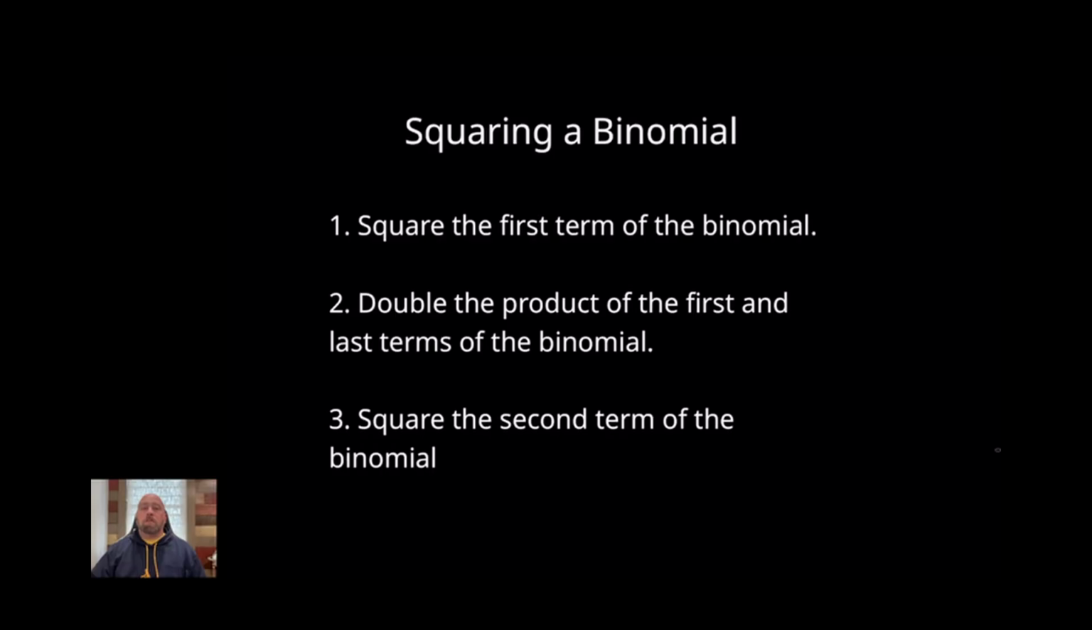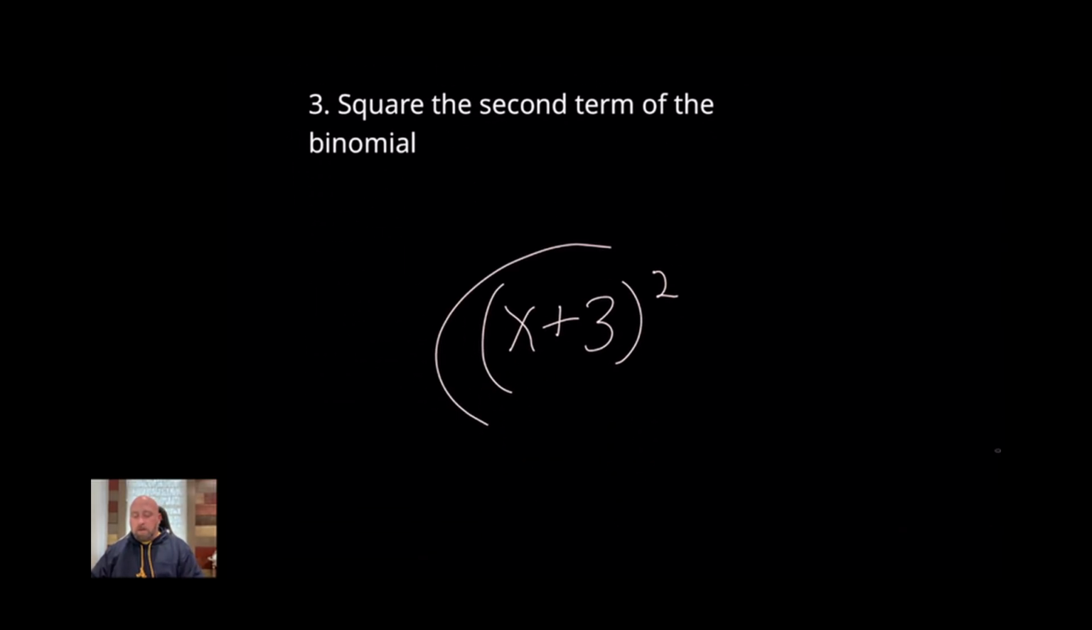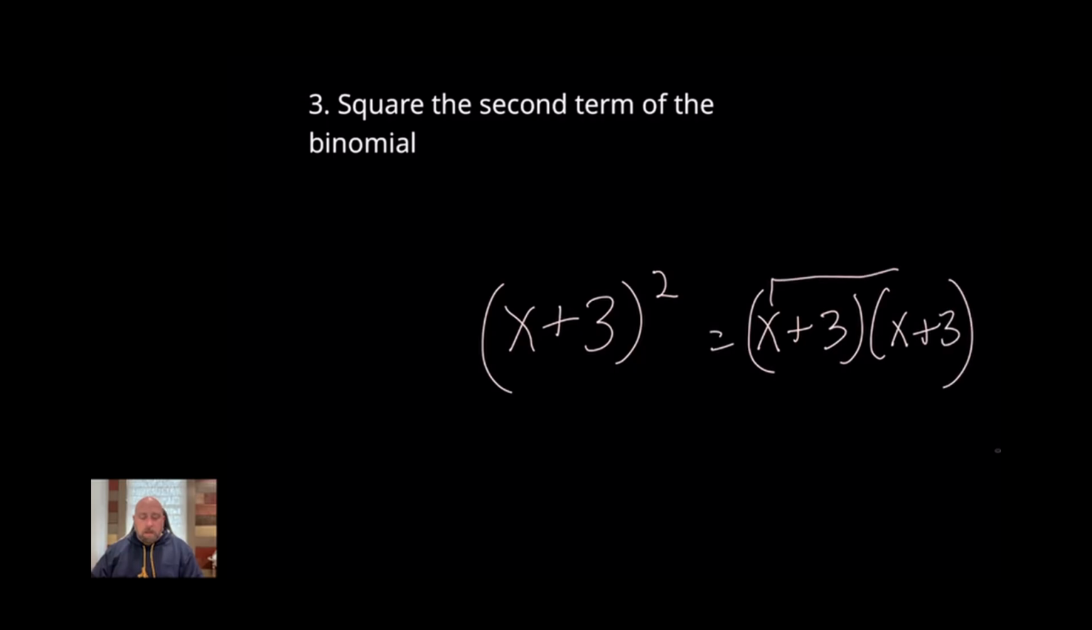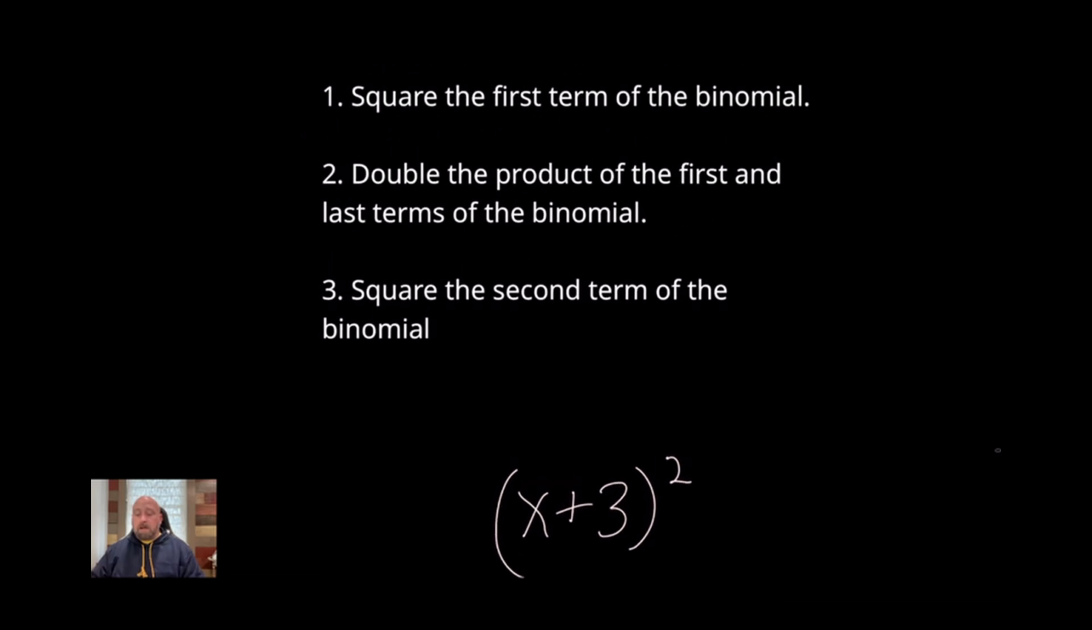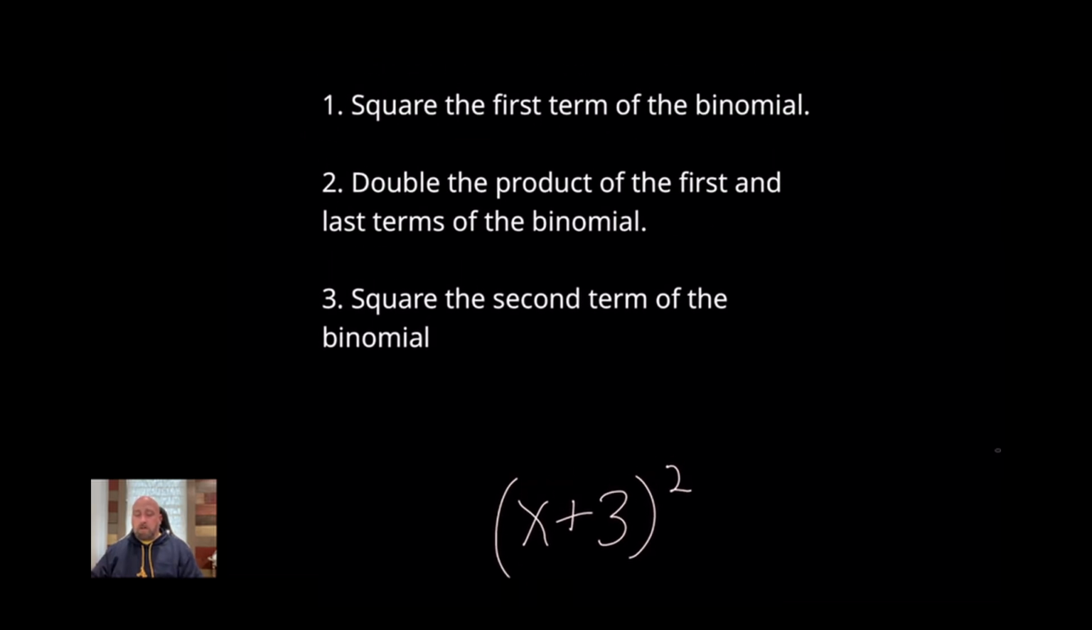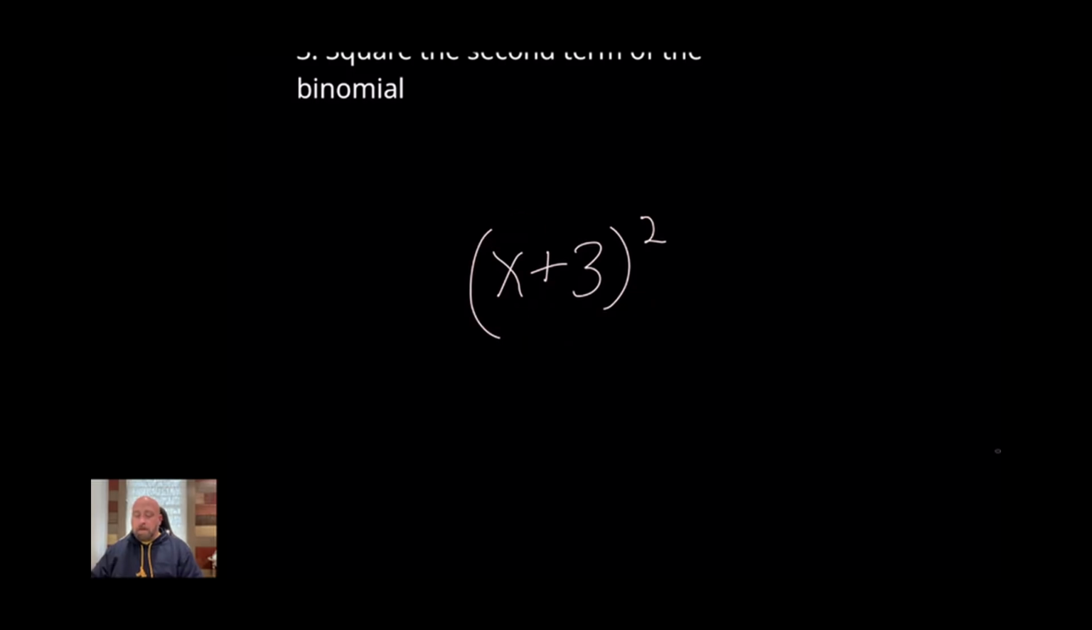So the first thing is you always square the first term of the binomial. So if we look at this binomial right here, we have x plus 3 squared. What they're saying is this first term of the binomial. Remember, this means x plus 3 times x plus 3. Remember, we could do the first, outer, inner, last, but we're going to skip that step here and just do what the book is telling us. We're going to take a shortcut. So here's the shortcut. Square the first term of the binomial. That's this guy right here. So x becomes x squared.